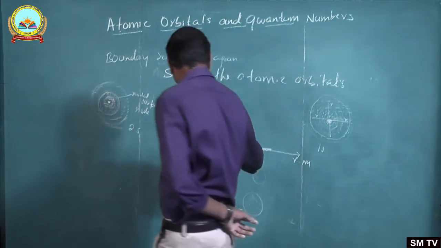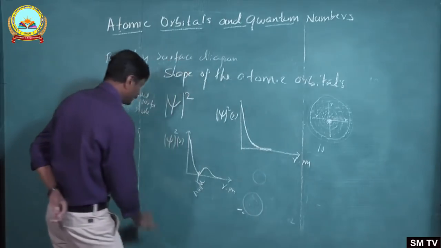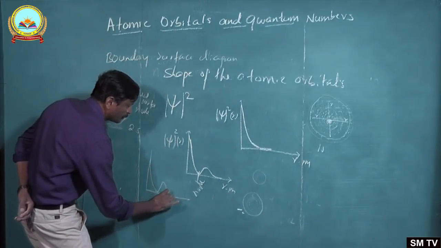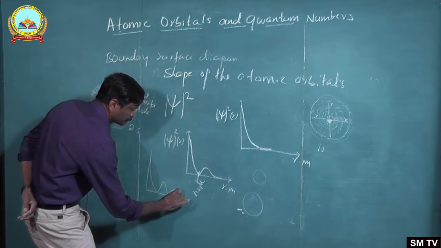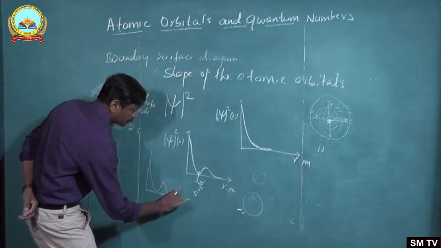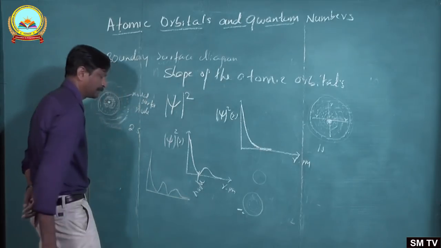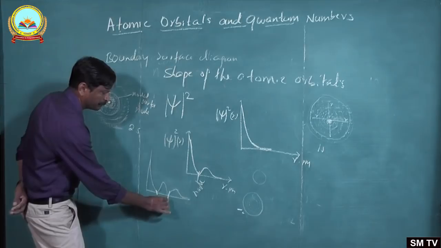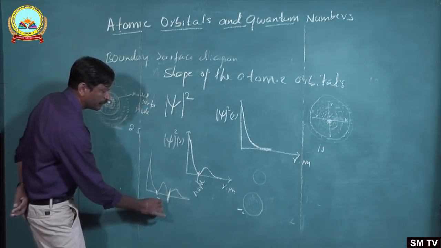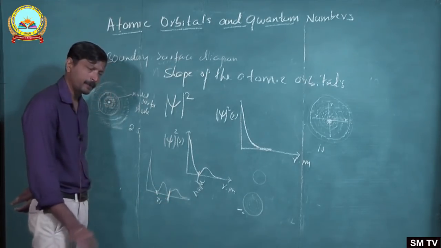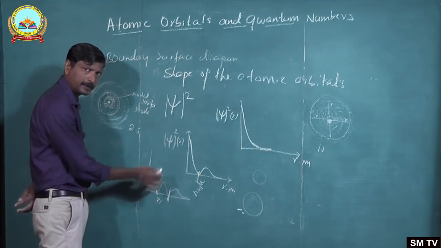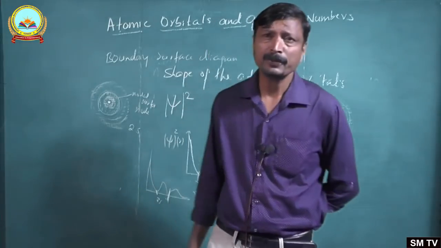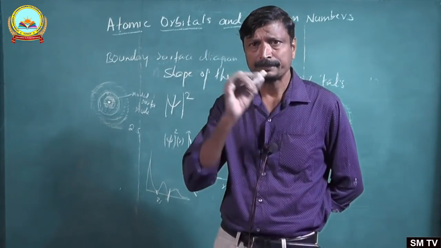For the 3s, if you draw the graph for 3s, you will get a graph like that: 1, 2, like this. So you can find two nodal pairs. For the 3s orbital, you can find two nodes where the probability of finding the electron is 0. This is called a node. This is also called a radial node.